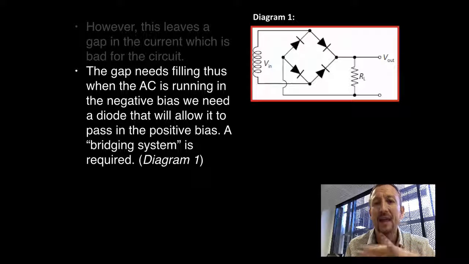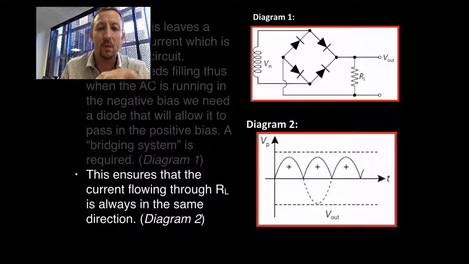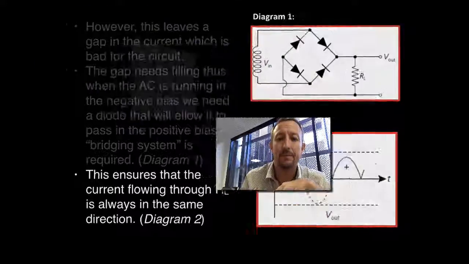Now the key thing to understand is that our Vin is going to be continually changing, which means top and bottom will be positive and then negative, and then negative and then positive. So you get the idea that it's continually changing, and that flow of current and this setup of diodes is going to allow all of the electricity flowing through RL to be in that same direction. So what we want to do is to make sure we've got multiple peaks as we've got in diagram 2. So how does this happen?